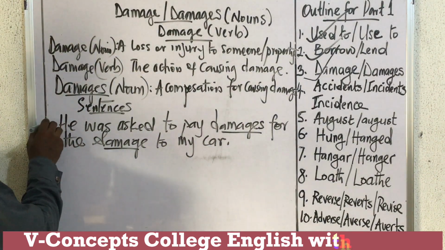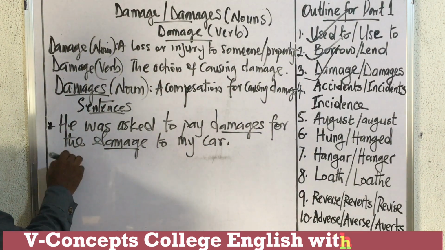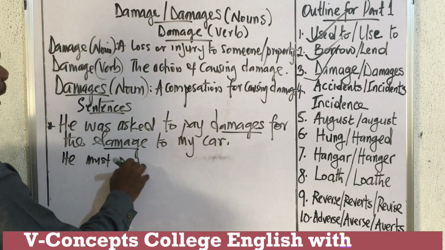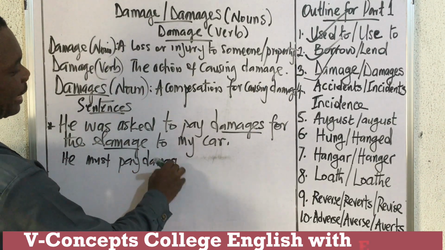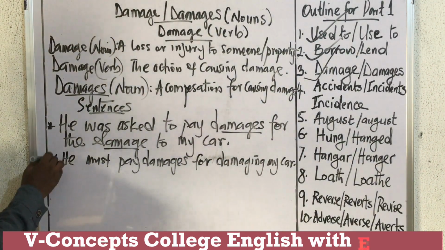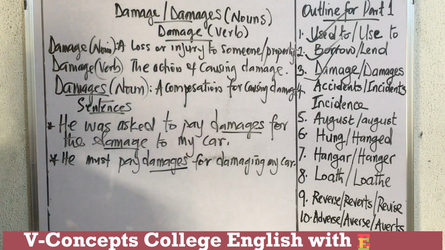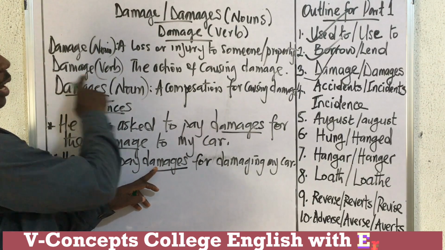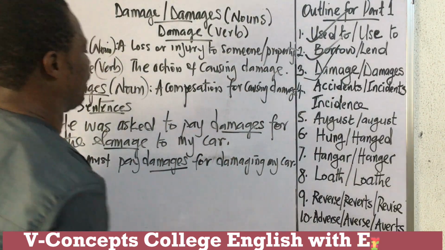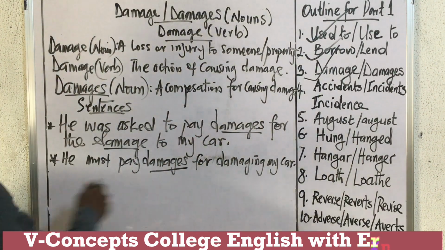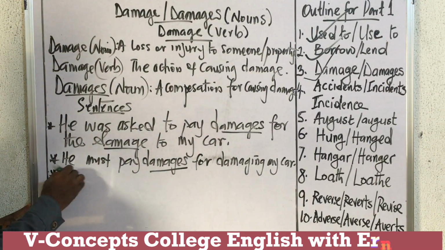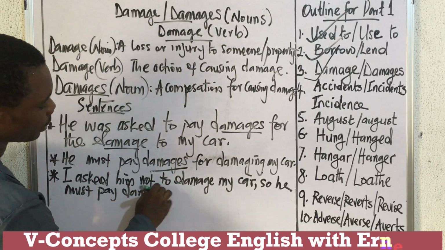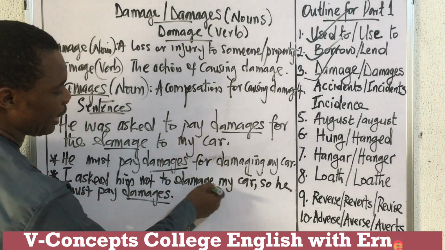Another person can put this one in a different way and say, he must pay damages for damaging my car. Correct. So what we're interested in here is this damaging. I've already explained that damage is still a verb, and the ing form of it is the damaging that we have here. If you want us to use it in this form in an expression, I can say something like, I asked him not to damage my car, so he must pay damages.